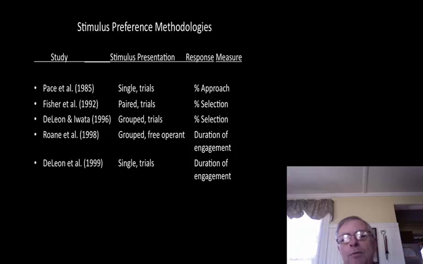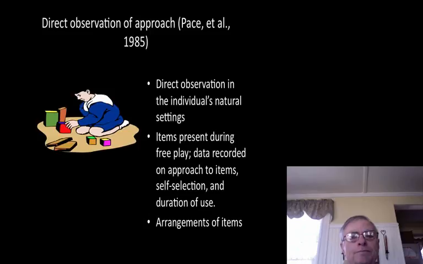So we're going to be measuring things like the percentage of approach, the percentage of selection, the duration of engagement, which are the 3 major dependent variables. There I go using that lingo, dependent variables. That is the thing you measure, like rate or percent of intervals, in order to determine whether or not the stimuli are actually preferred by the individual.